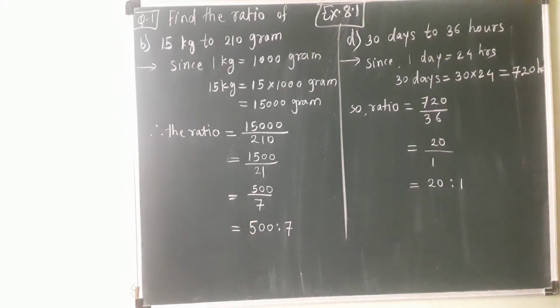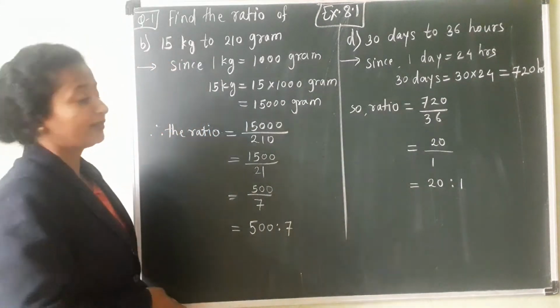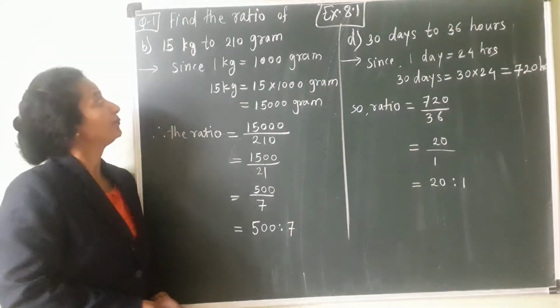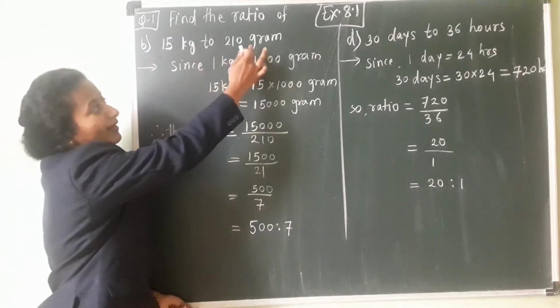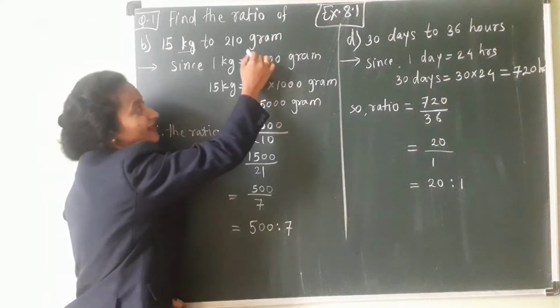Very good morning students. Today we are going to see exercise 8.1, question number 1. In question number 1 we have to find the ratio of 15 kg to 210 gram. Now if you observe here, this unit is given in kg and this is in gram.